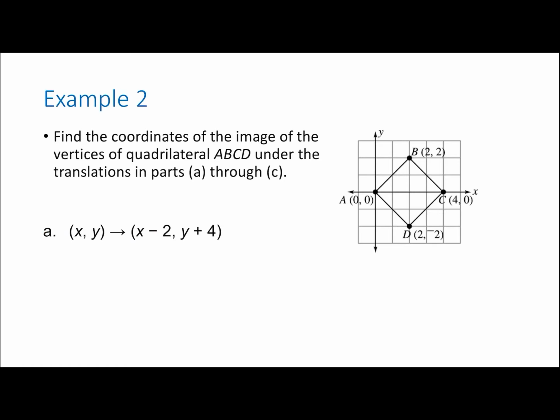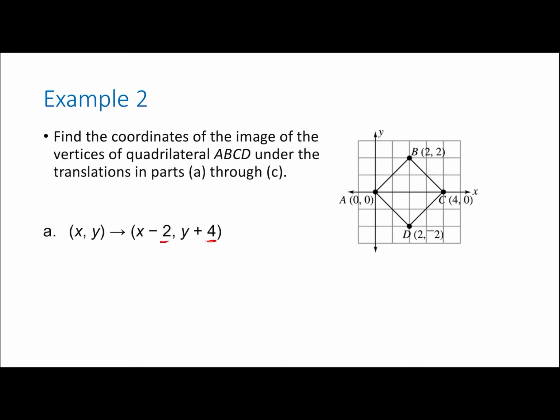So let's look at this one. It says find the coordinates of the image of the vertices of quadrilateral ABCD under the translation in parts A through C. So each slide here is going to have a different part. So we want to list the ordered pairs when we move this original square shape that you see 2 units left and up 4 units. That's what it tells us. Moving 2 left or subtracting 2, and then moving up 4 units or adding 4 to that y value.